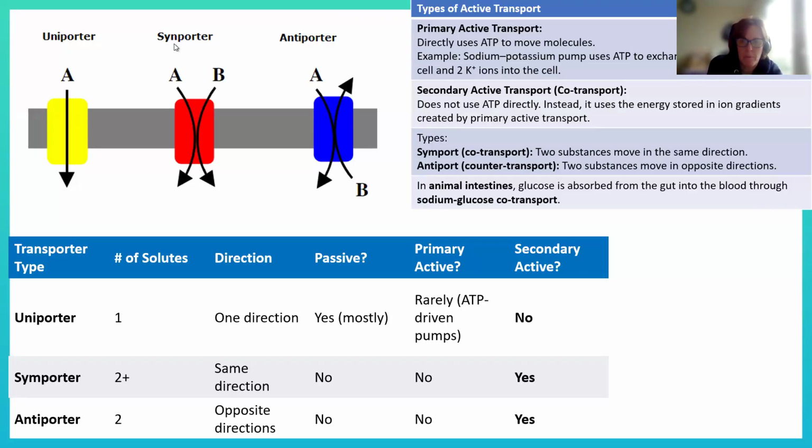I think that should be an M there. I think it is correct here. Symporter, I've always thought it was sim. And antiporter, opposite direction. So that's what's going on with the transport.